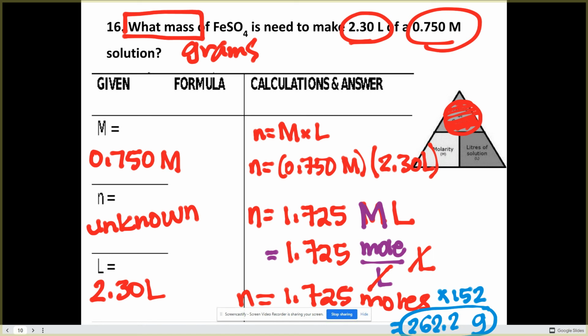So for this problem, you should have learned that if you're looking for grams, you still have to solve first for moles, and then you convert it into grams by multiplying it by its molar mass.